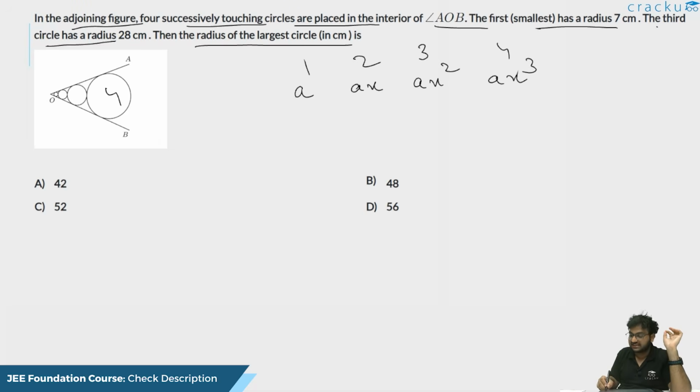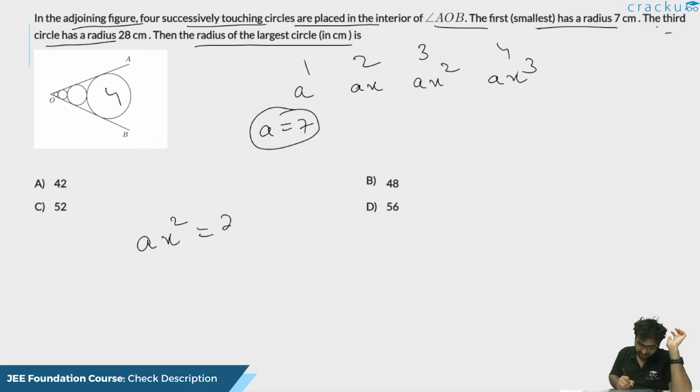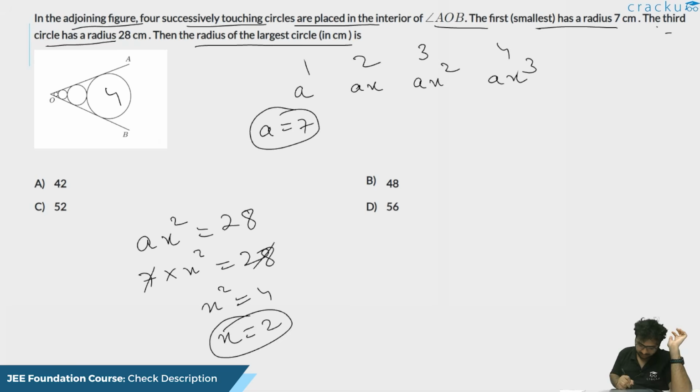Now the smallest radius is what? 7. So A is equal to 7. And we have been given that the third circle has the radius 28. So AX square is equal to what? 28. A is what? 7. So 7 into X square is equal to 28. So X square is equal to 4. So X equal to 2.